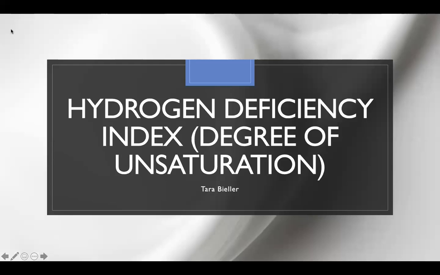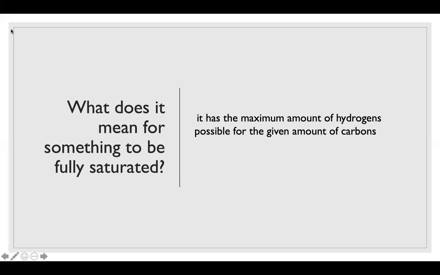Hi everyone, today I'm going to be discussing hydrogen deficiency index, or degree of unsaturation. The hydrogen deficiency index can be useful when figuring out the structure of a molecule, like if it contains pi bonds or rings, when given the formula, and it can also be very useful when looking at an NMR spectrum. So, what does it mean for something to be fully saturated?